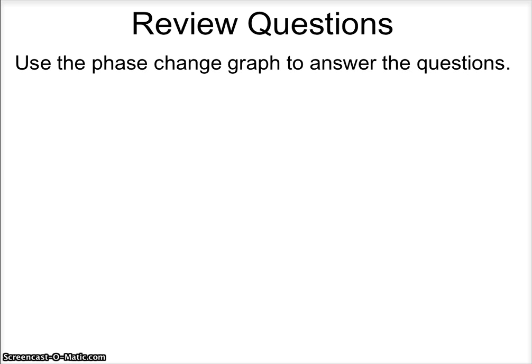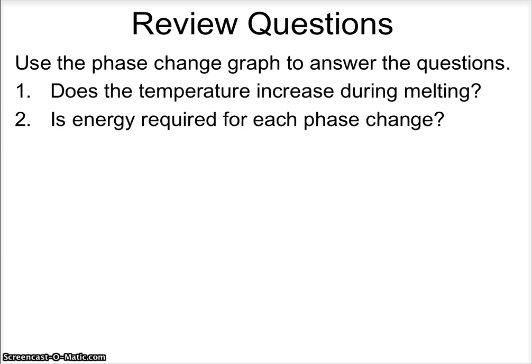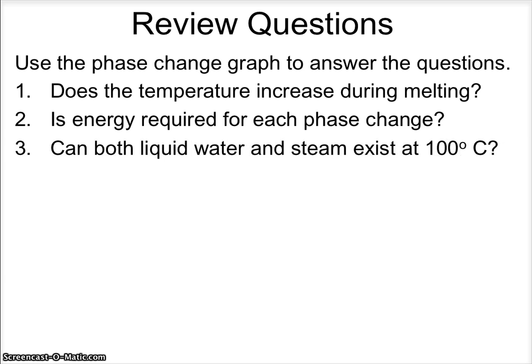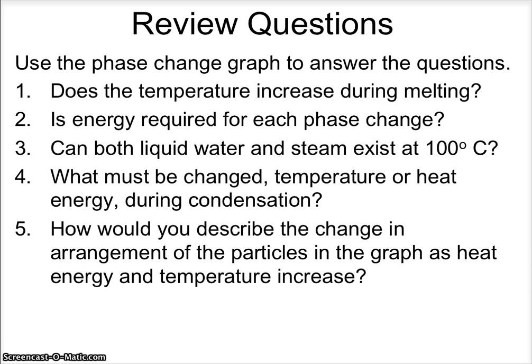So here are some review questions. We need to use the phase change graph to answer these questions. Number 1, temperature increase during melting. Number 2, is energy required for each phase change? 3, can both liquid water and steam exist at 100 degrees Celsius? 4, what must be changed, temperature or heat energy, during condensation? And 5, how would you describe the change in arrangement of the particles in the graph as heat energy and temperature increase? So it'd be a good idea for you to pause to answer these questions, and when you can, try to use answers that will have an explanation behind each of these responses.